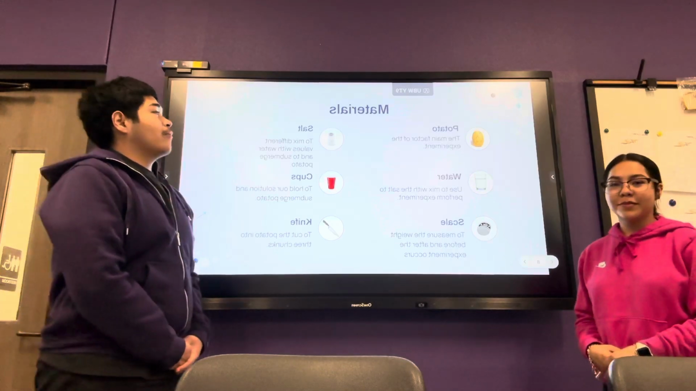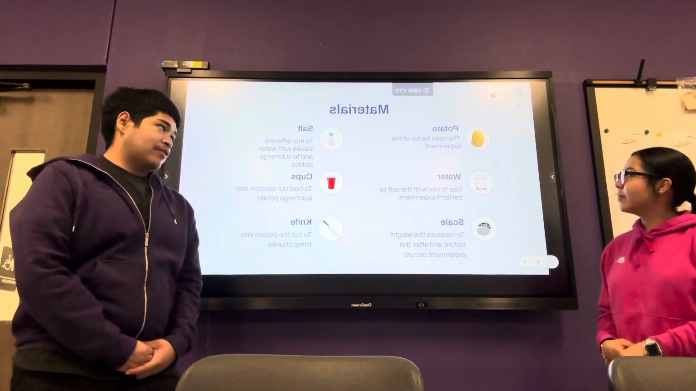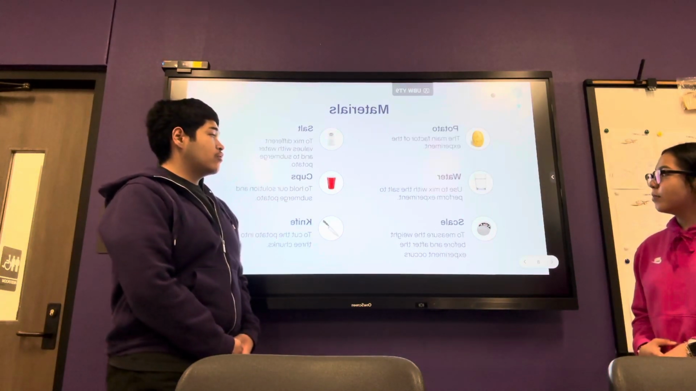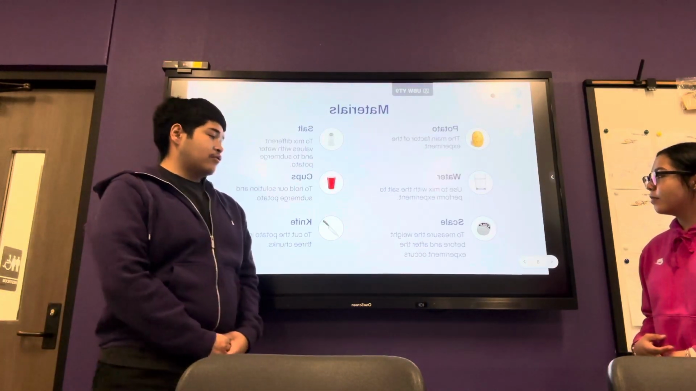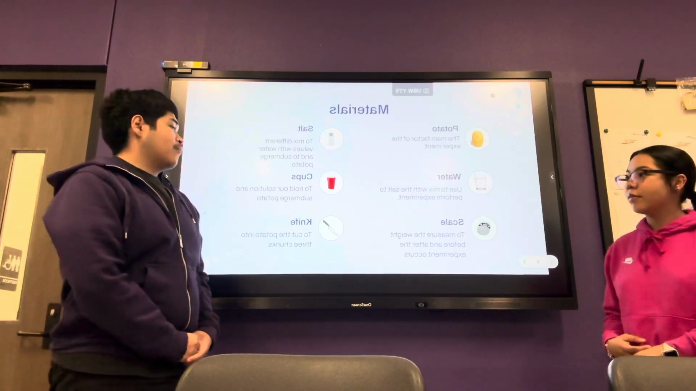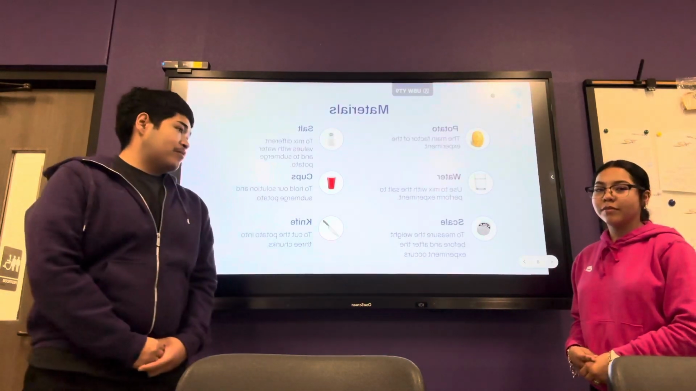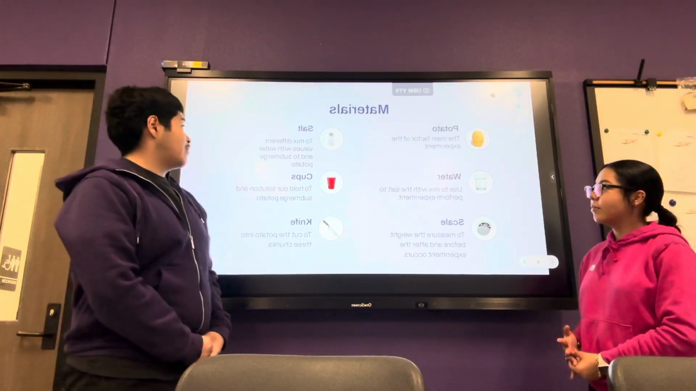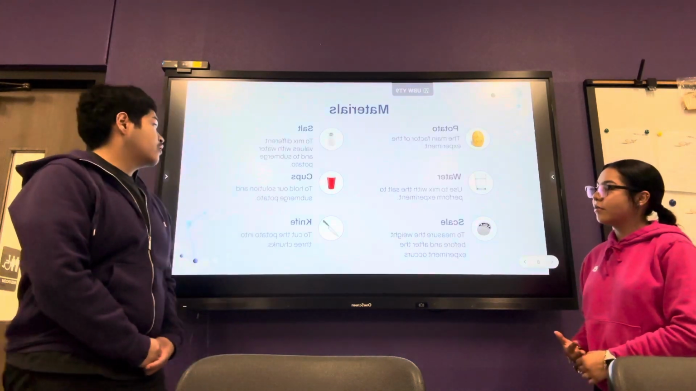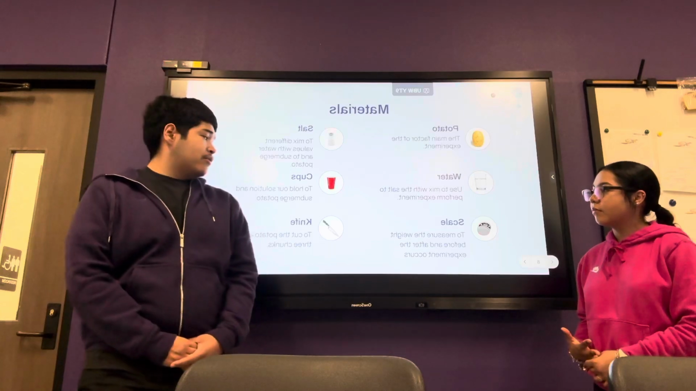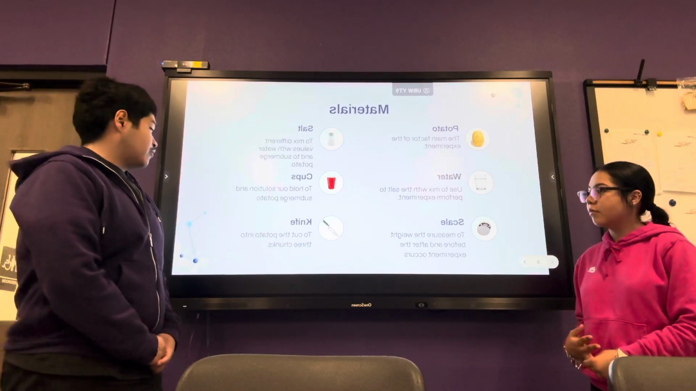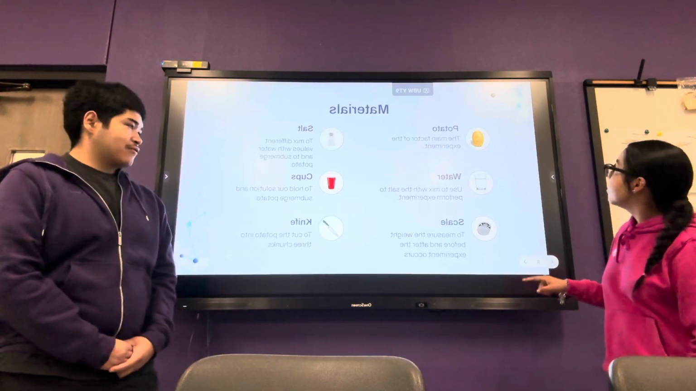Materials are potato, the main factor of the experiment, water to mix with the salt to perform the experiment, the scale to measure the weight before and after the experiment occurs, salt to mix different values with the water and to submerge the potato, cups to hold our solution and submerge the potato, and a knife to cut the potato into 3 chunks.